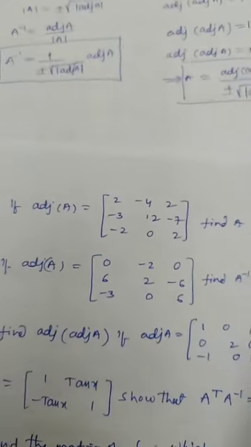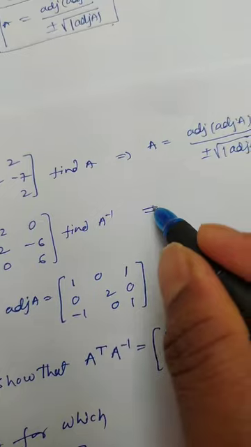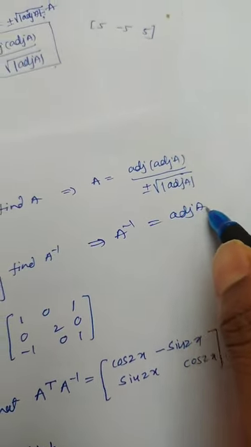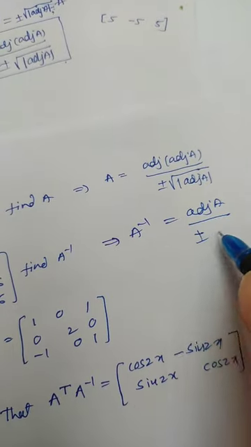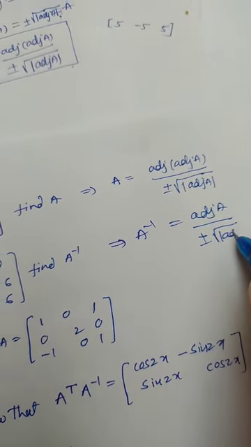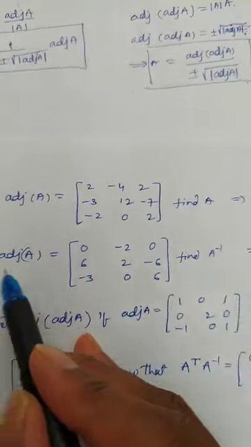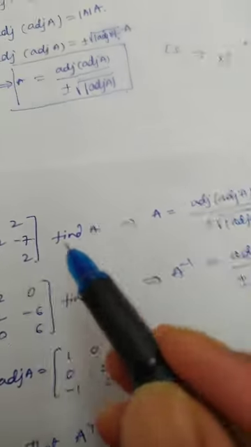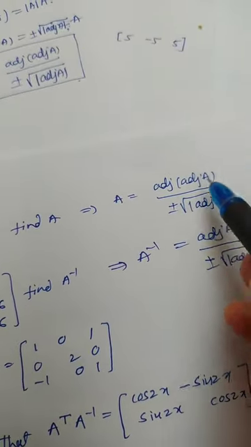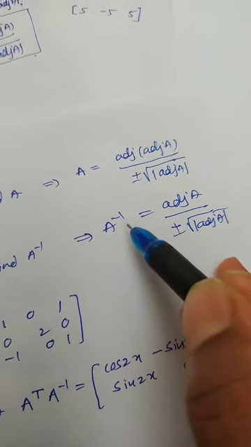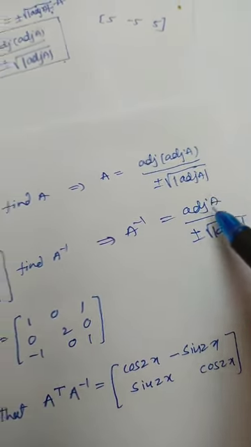So for the 9th problem, you can use this formula. A inverse equals adjoint A by det A, but det A is equal to plus or minus root of det adjoint A. Okay, if adjoint A is given, then we can find A. If adjoint A is given, then we can find A inverse also. To find A, this is the formula: adjoint of adjoint A by plus or minus root of det adjoint A. To find A inverse, just keep the adjoint A as it is.